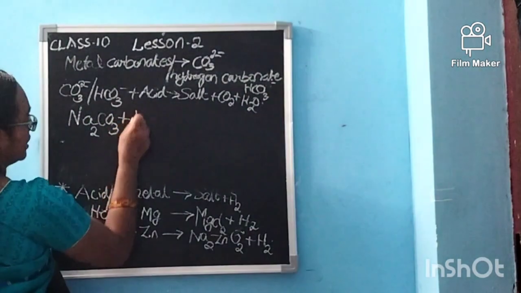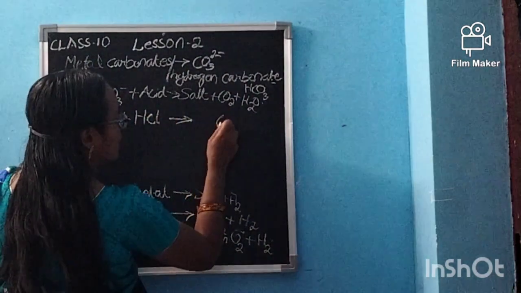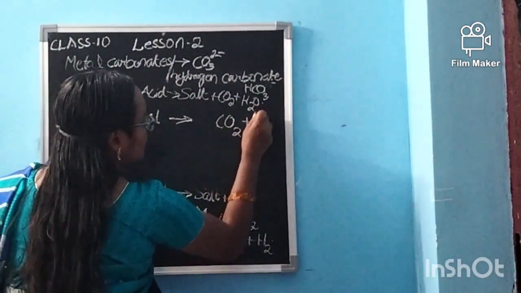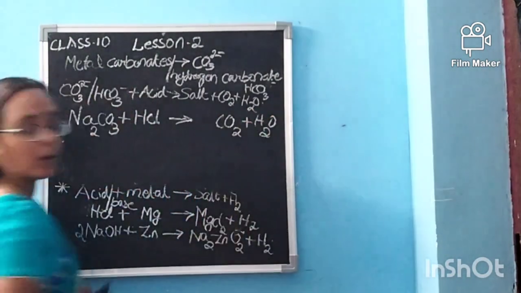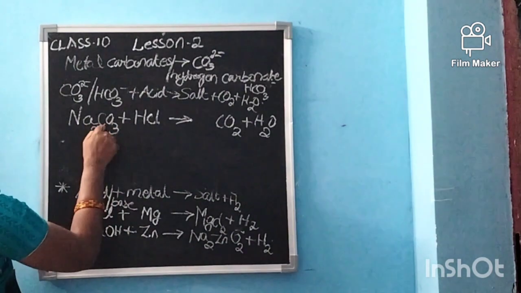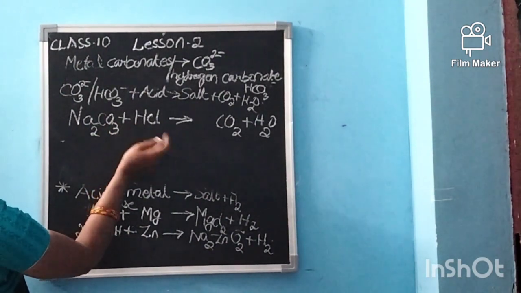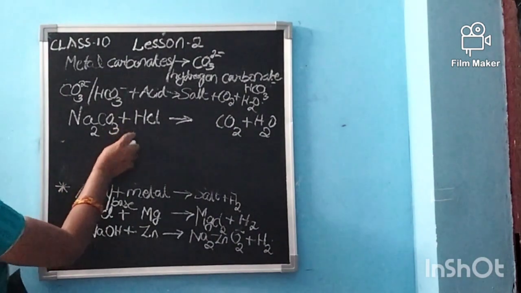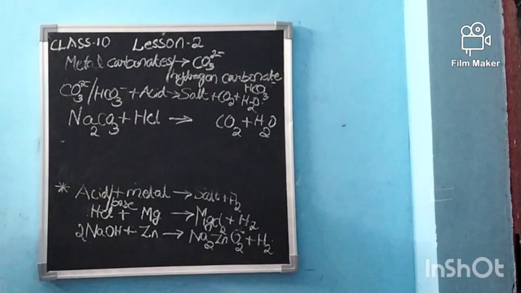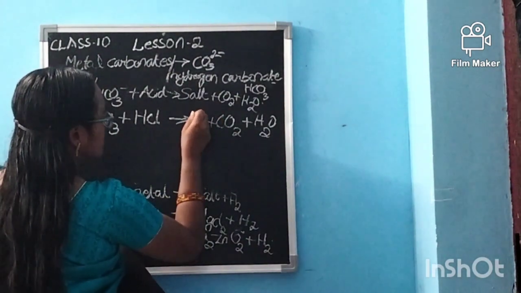Now react with HCl. What do they form? Carbon dioxide and water, you write. CO2 plus H2O. What is the rest? A salt. Carbon dioxide and H2O have gone, and the reaction is not balanced. So what will be the rest? Sodium chloride. NaCl, this is the salt, isn't it?